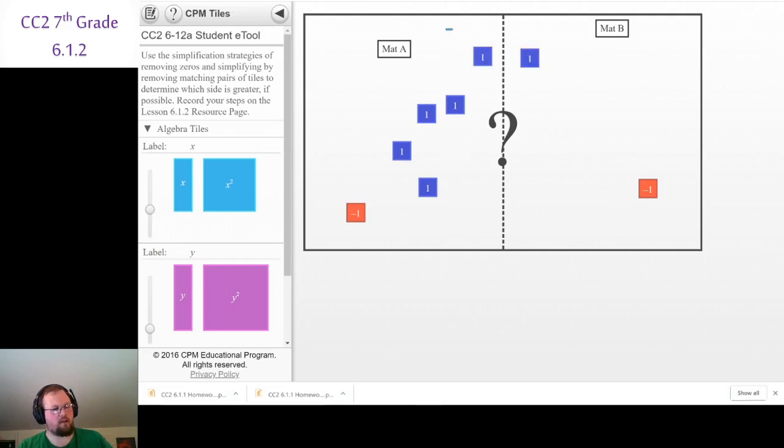You say, well, I've got two positive ones here. I've also got two negative ones here. Leaving me with the left side, which is 4, and the right side, which is 0, so the left side is clearly bigger.